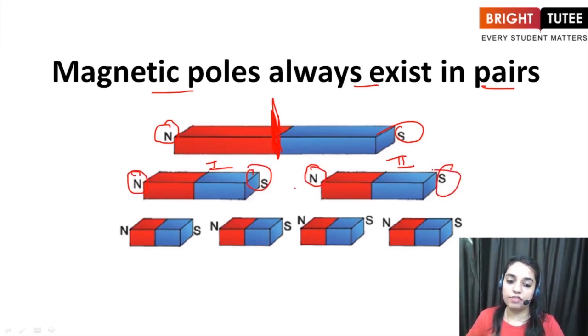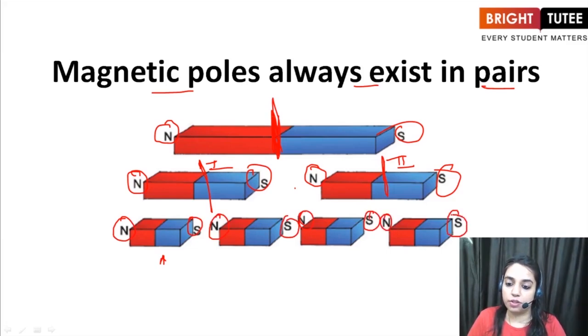Now even if we break it even further, we make two pieces out of the first one and two pieces out of the second one, you will observe that even these tiny magnets have their own poles, north and south, right children? So children, the poles of magnets always exist in pairs, no matter how small a magnet is.